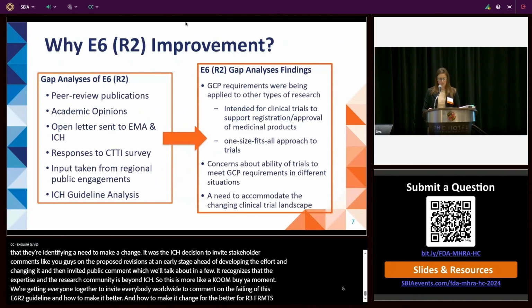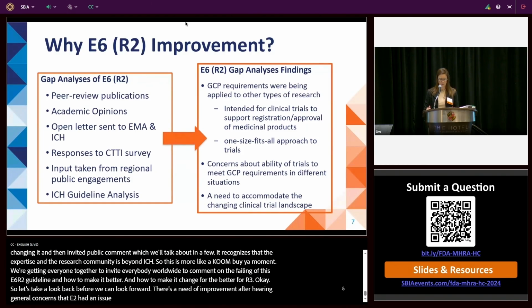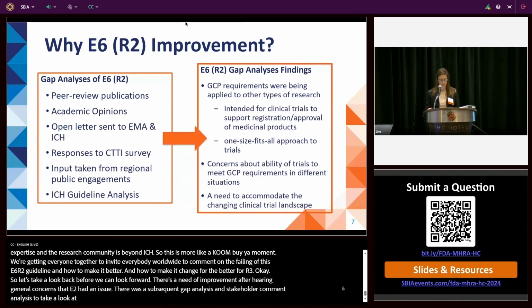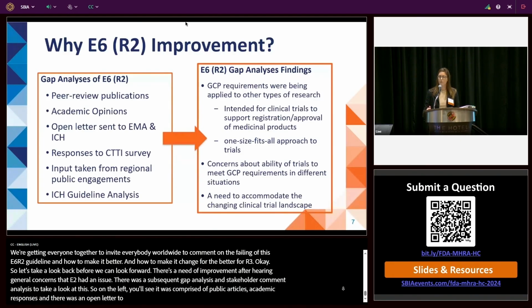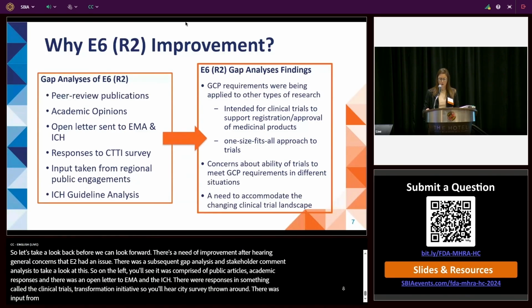Okay. So let's take a look back before we can look forward. There is a need for improvement with E6R2. After hearing general concerns that E6R2 had an issue, there was a subsequent gap analysis and there was stakeholder comment analysis to take a look at this. So on the left, you'll see it was comprised of published articles, academic responses. There was an open letter to EMA and the ICH. There were responses in something called the Clinical Trials Transformation Initiative. So you'll hear CTTI survey thrown around. There was input from public engagement, and there were interviews on informing the renovations of the ICH E6 project.